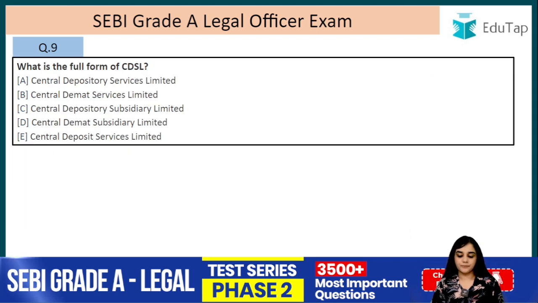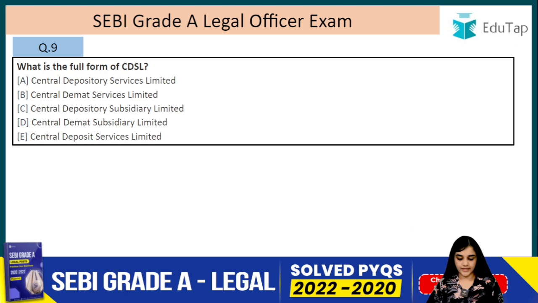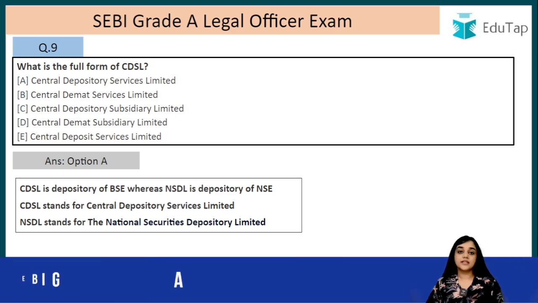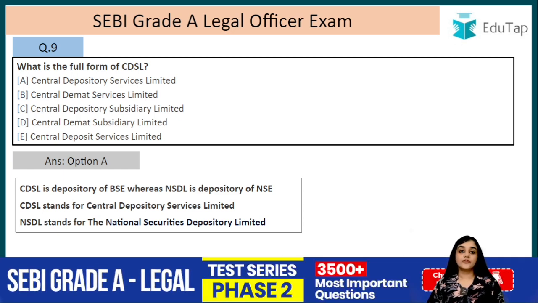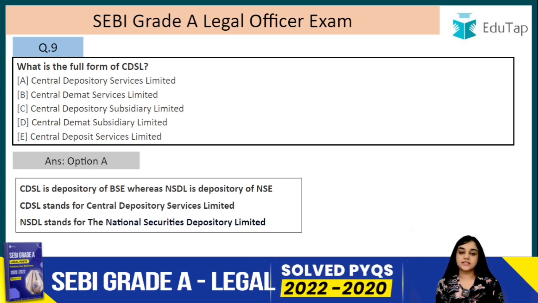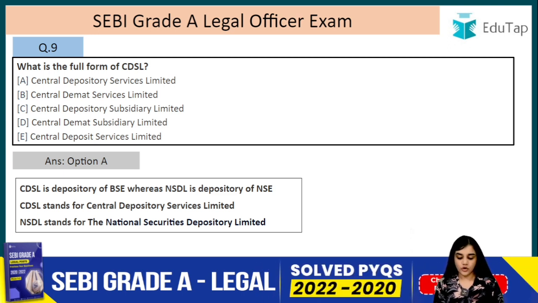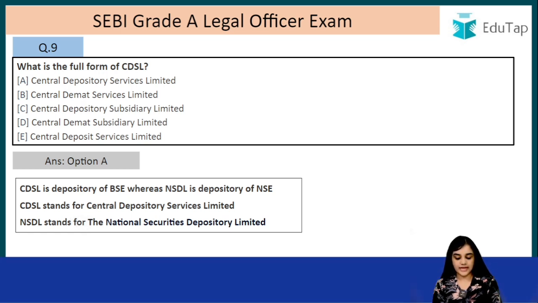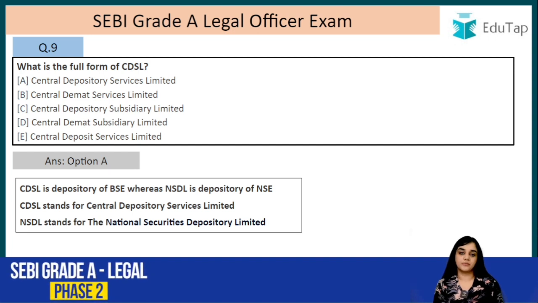Question number 9. What is the full form of CDSL? So the answer is A, that is Central Depository Services Limited. CDSL is the depository of BSE, whereas NSDL is the depository of NSE, right? So let's read it. CDSL is the depository of BSE and NSDL is the depository of NSE, and their full forms: CDSL stands for the Central Depository Services Limited, and NSDL stands for the National Securities Depository Limited.